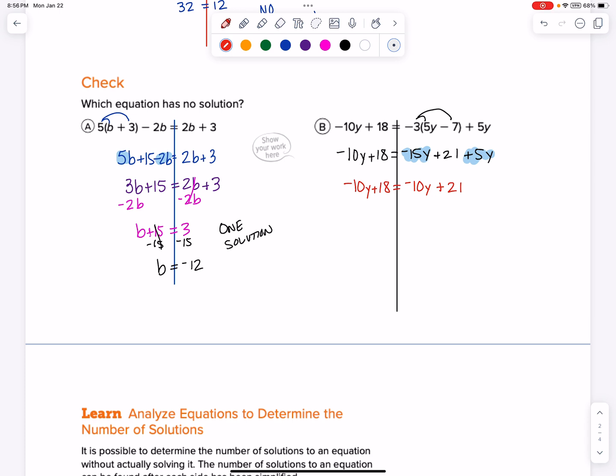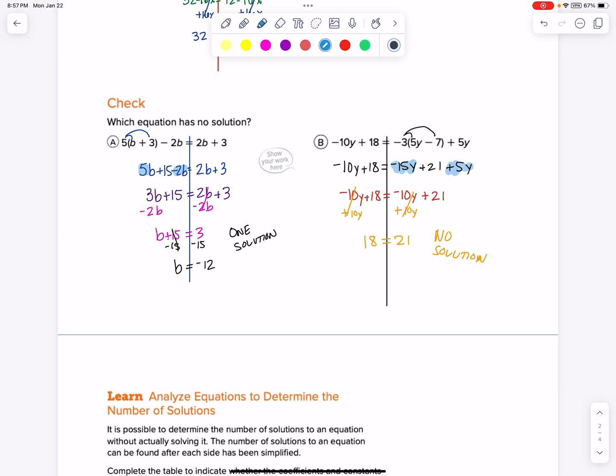So we have the same coefficients, but different constants. So when I add 10y to both sides, that goes away, and I end up with one number equaling a different number. And we know that means no solution. And so there's our one with no solution, highlight it, and there we go.